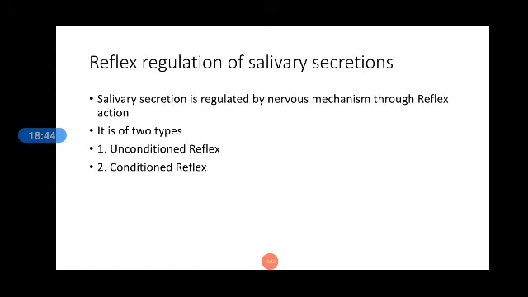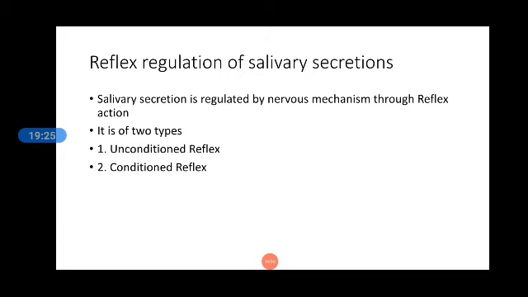Now let us see how it is functioning. Salivary secretion is regulated by the nervous mechanism through reflex action. It is of two types, unconditioned reflex and conditioned reflex. When you studied psychology, you might have studied what is a conditioned reflex and what is an unconditioned reflex. The unconditioned reflex is the inborn reflex that is present since birth. It does not need any previous experience, so it is present from our birth itself.